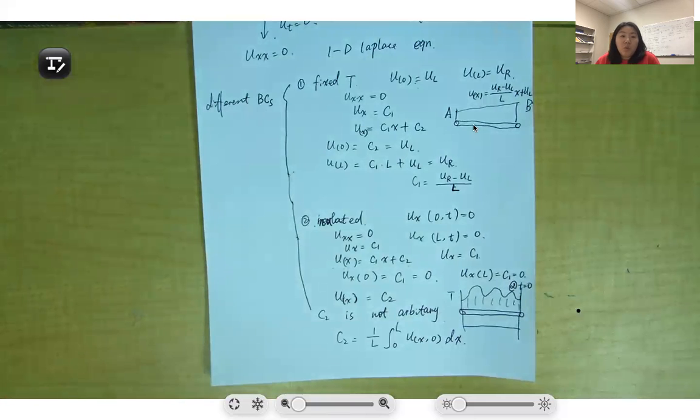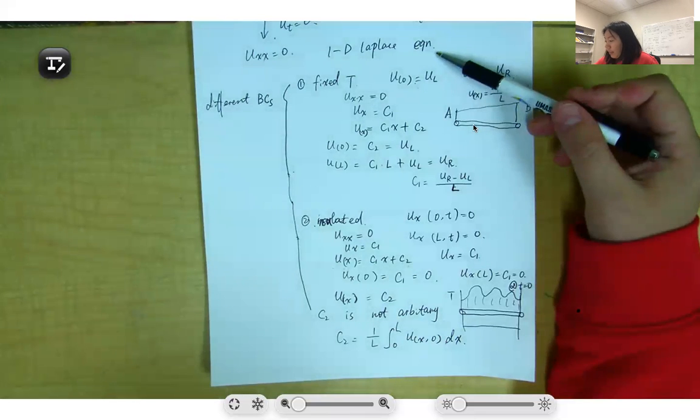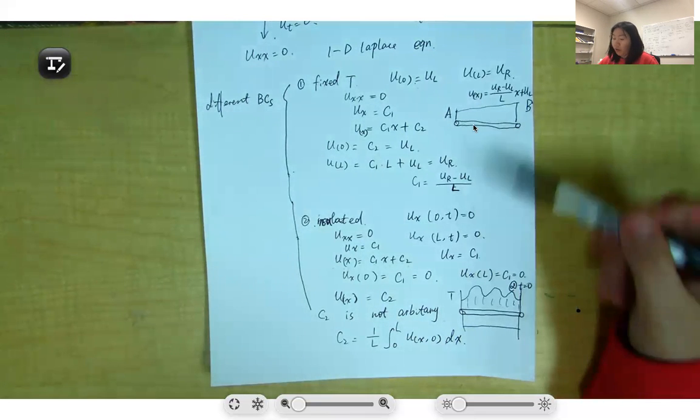So these are two simple types of boundary conditions: fixed temperature and insulated temperature at the tip of the rod, and how we can get the distribution of the temperature at infinite time through these Laplace equations as well as those simple boundary conditions.